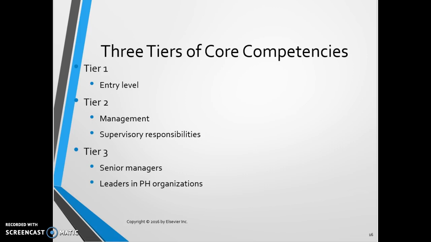So we have some tier systems going on here, and you're going to want to look at that in your book. Tier 1 applies to entry-level public health professionals without management responsibilities. Tier 2 competencies are expected in those with management and/or supervisory responsibilities, and Tier 3 is expected of senior managers and often leaders in public health organizations.